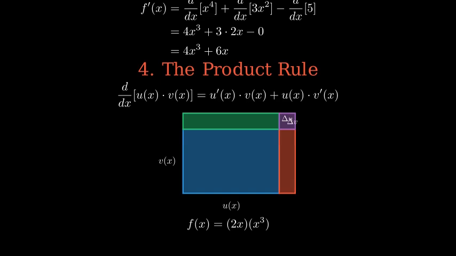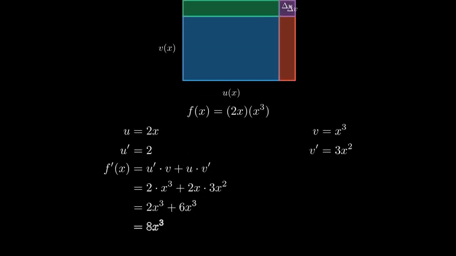Let's look at an example. Find the derivative of f of x equals 2x times x cubed. Let's set u equals 2x and v equals x cubed. The derivative of u is 2. The derivative of v is 3 times x squared.